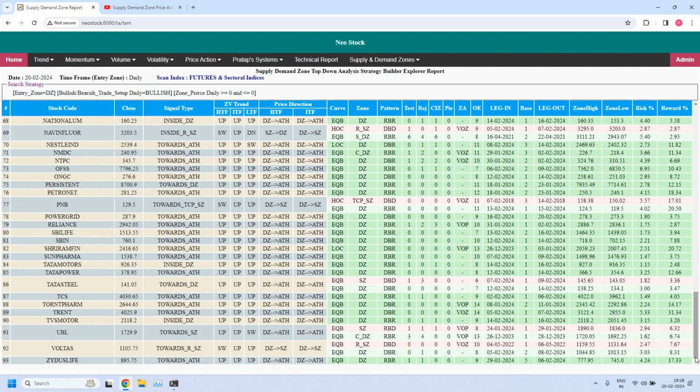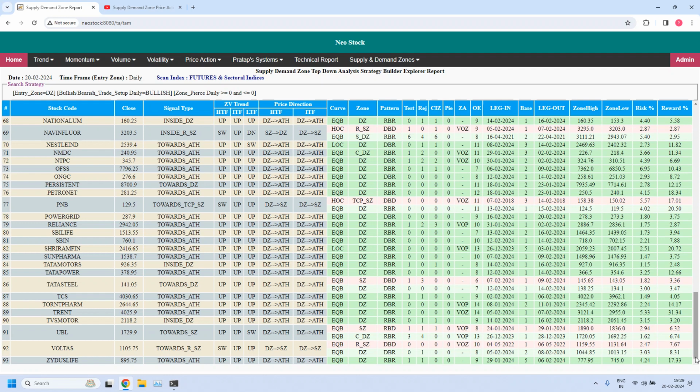So total 93 stocks are filtered. All these 93 demand zones are currently supporting bullish trade setup. Because the list is very big, we can't study all these zones. I just showed you this list so that it is easy for you, or you can select some of your favorite stocks from this list. So that is for reference purpose.